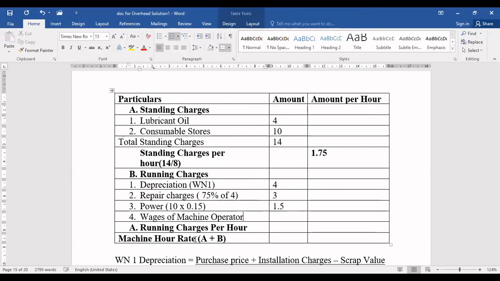Yes, what is the value? They said for 8 hours, he'll get 8 rupees. Yes or no? So for 1 hour, it will be 1 rupee. Very good. Now, can you tell me what will be the running charges?